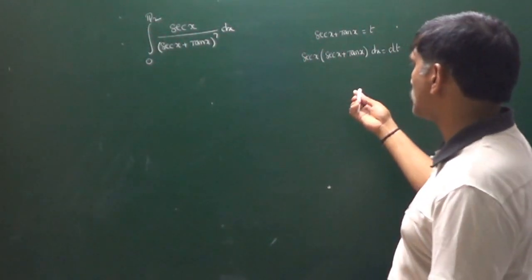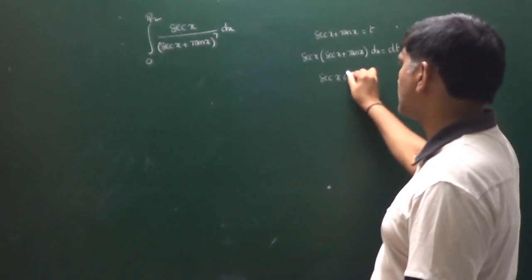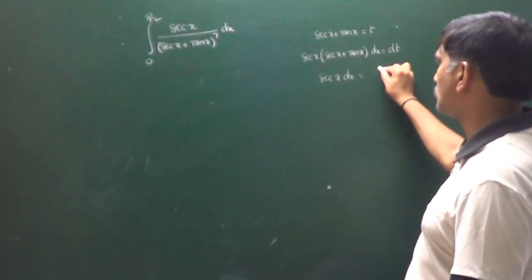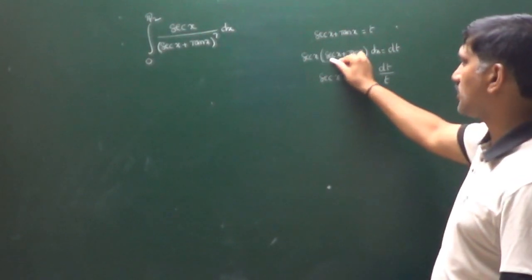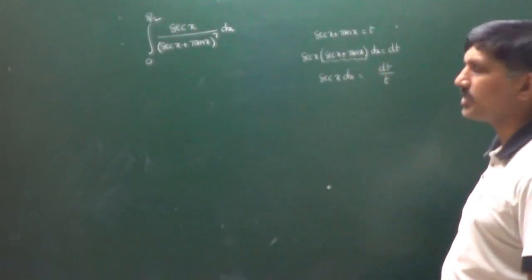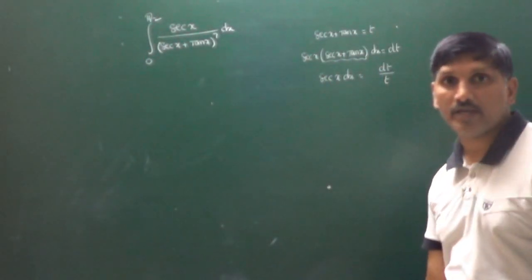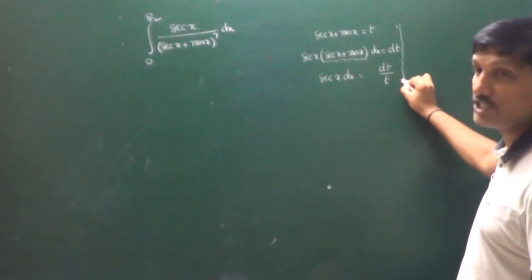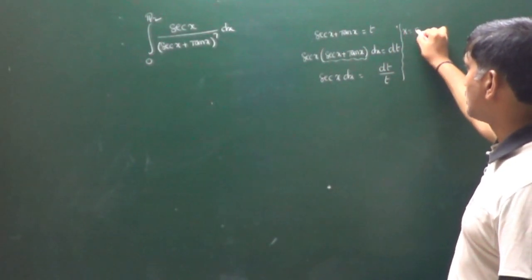Now what I can write is secant x into dx is equal to dt by t, because this particular portion we are calling t. So secant x into dx we got dt by t. Now whenever we are taking the substitution, we have to change the limits. What is the lower limit there? x is equal to 0.